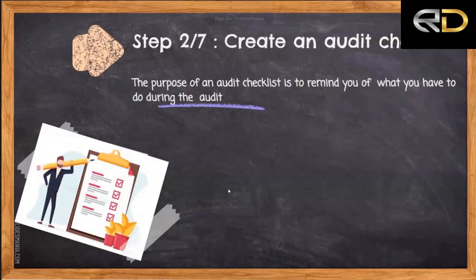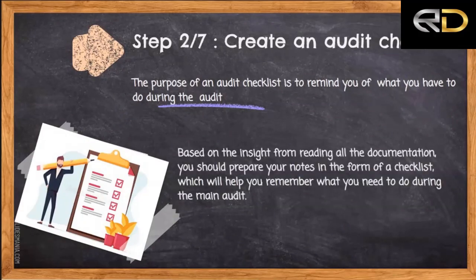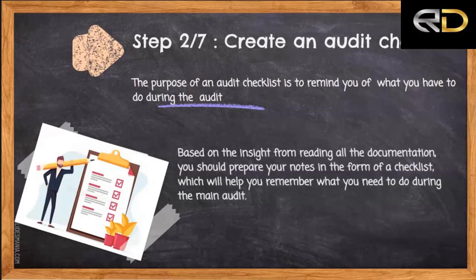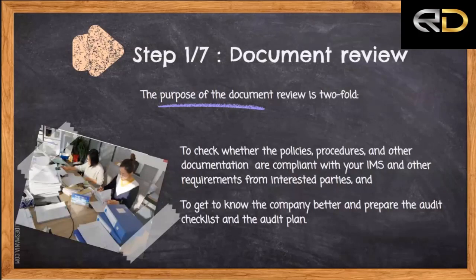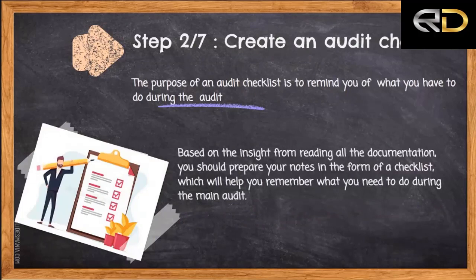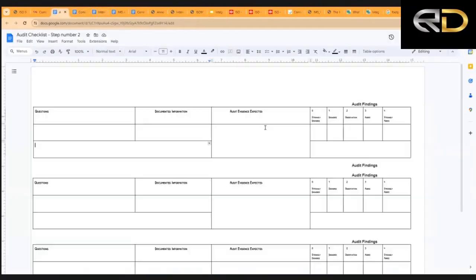The purpose of the audit checklist is to remind you what you have to do during the audit. And what do you have to do during the audit? Well, you have to ask questions, review documents, and observe. However, this audit checklist should only be based on the reading from the documentation. That means what you're going to observe, ask, and review is based on step number one. All of the IMS audits are going to have different questions and different outcomes. So you prepare your notes in the form of a checklist, which will help you remember what you need to do during the main audit. This is how an audit checklist looks.